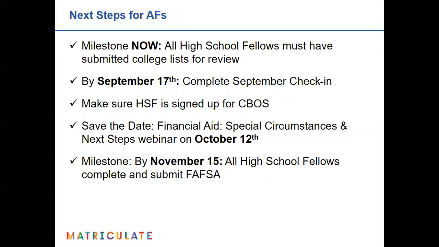And in terms of next steps for you all, the milestone for high school fellows who submitted their college list has passed. But for those who have not yet submitted their college list, your campus leads will be reaching out to you to help support you in doing some more outreach with your high school fellow and ensuring that we receive all of the college lists. By September 17th, complete the September check-in. Make sure that your HSF is signed up for CBOS and save the date for October 12th. That is when the financial aid special circumstances webinar will be live. And finally, by November 15th, the milestone to complete and submit the FAFSA is due.